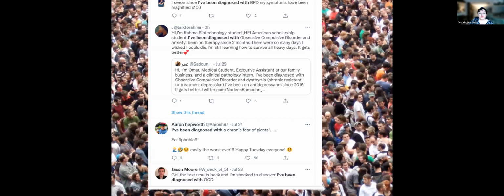And this is on top of another one. So stories kind of pile up. Sometimes the original post generates many more of the same stories. At the same time, if you go to the next tweet that we see here, it says, "I've been diagnosed with a chronic fear of giants," which I think is said in jest. So it's not really a diagnosis, we want to think.